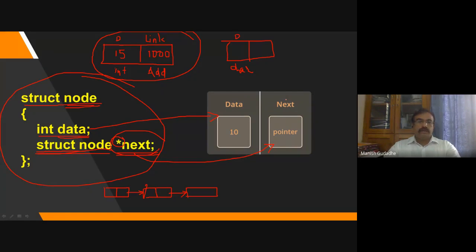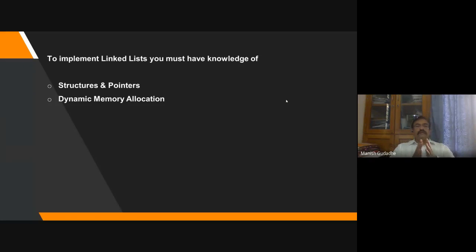Now, coming to the most important part, understanding how these linked lists are implemented. For that you need to have a clear-cut knowledge of structures, pointers to structures, accessing elements of a structure using pointers, and dynamic memory allocation. These are the things you must know before proceeding further. So let me ask you, what do you mean by dynamic memory allocation and how does it work?